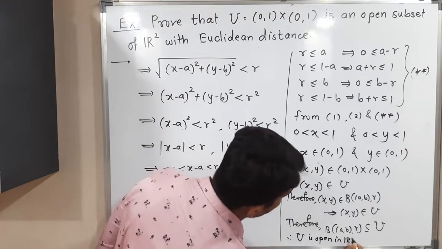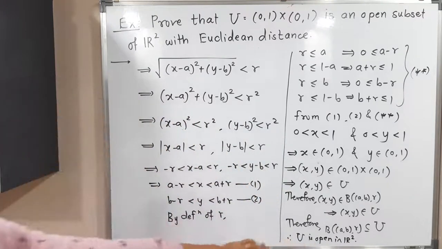Okay, there is no more space to write, so please try to understand. So at the end I have declared that U is open in R2.